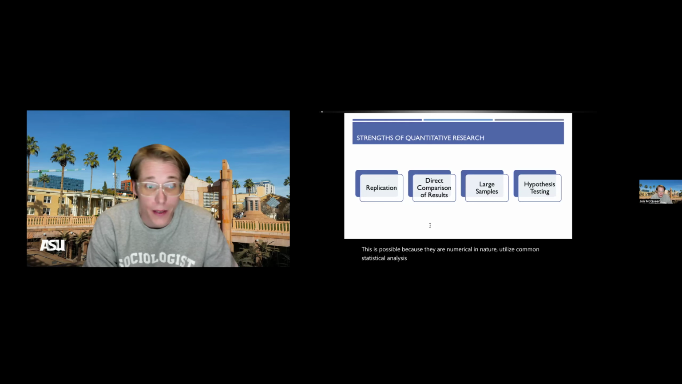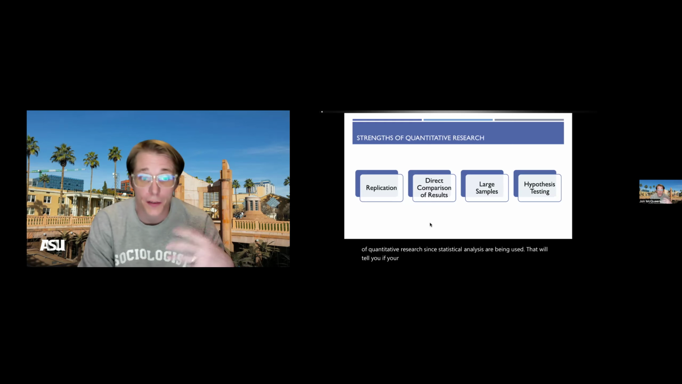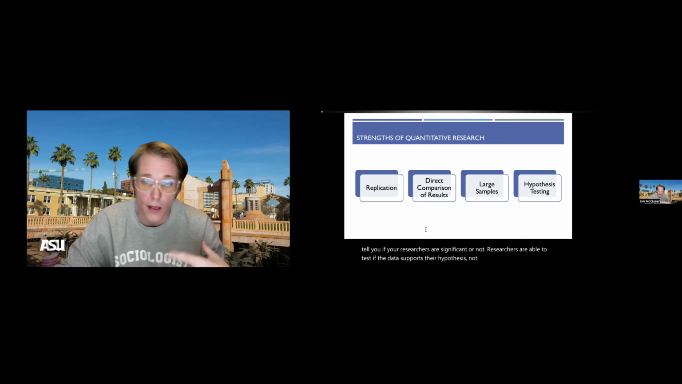And another strength, as we're talking about strengths, is that quantitative studies tend to have larger samples, since the data is easier to collect and analyze, and since it's in numerical form. And lastly, hypothesis testing is another strength of quantitative research. Since statistical analysis is being used that will tell you if your results are significant or not, researchers are able to test if the data supports their hypothesis, not just speculate, allowing it to be more scientific.